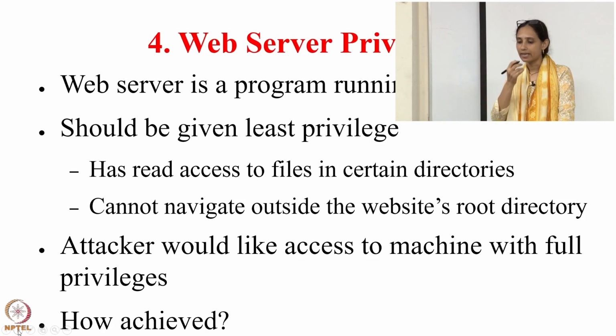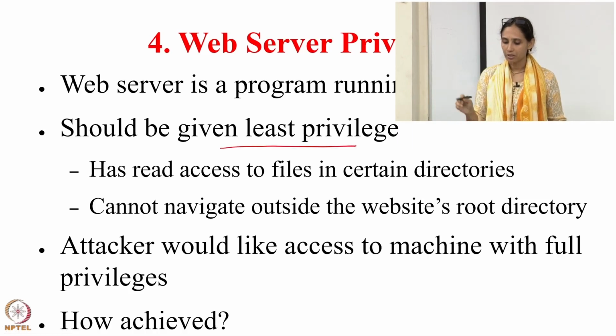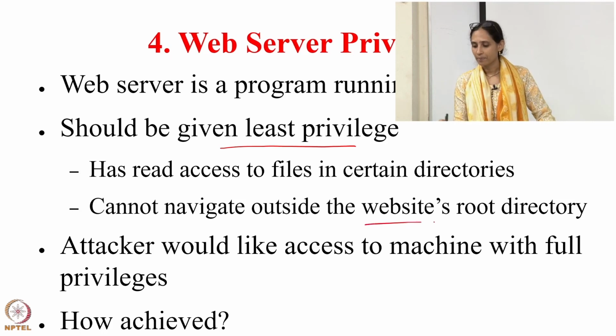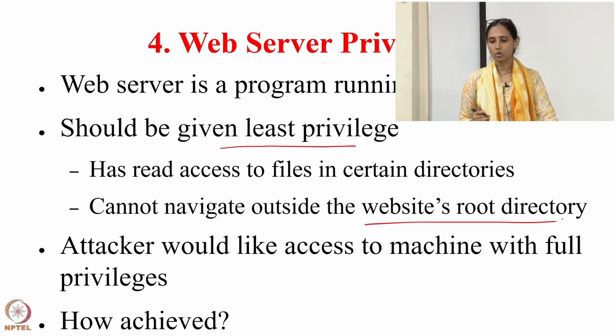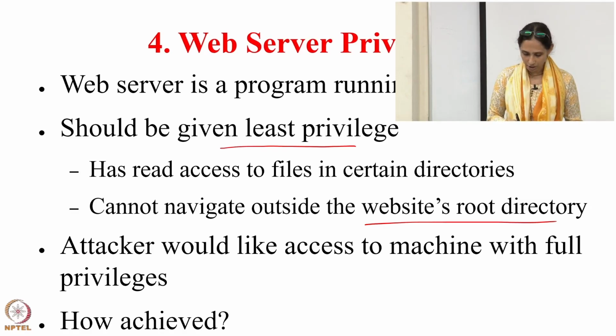Now, how do these attacks typically happen? That we will see, but the defense often is that you should always give the server the least privilege possible, because even if the server is hacked, you are still somewhat safer. The way this is done is you say the server can only access files in this folder, and it cannot access anything outside of it. It cannot navigate outside the website's root directory. This is in some sense a sandboxing type of thing, but then of course an attacker wants root access beyond this. So, how is this achieved?